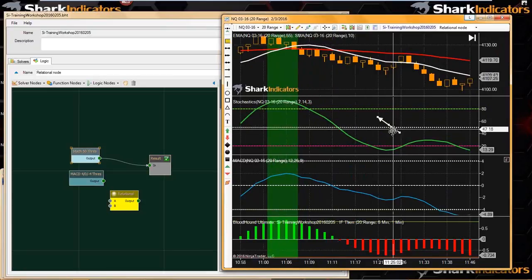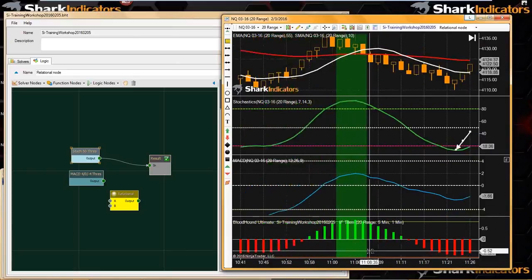And the lower the stochastic, the lower the output's going to be.